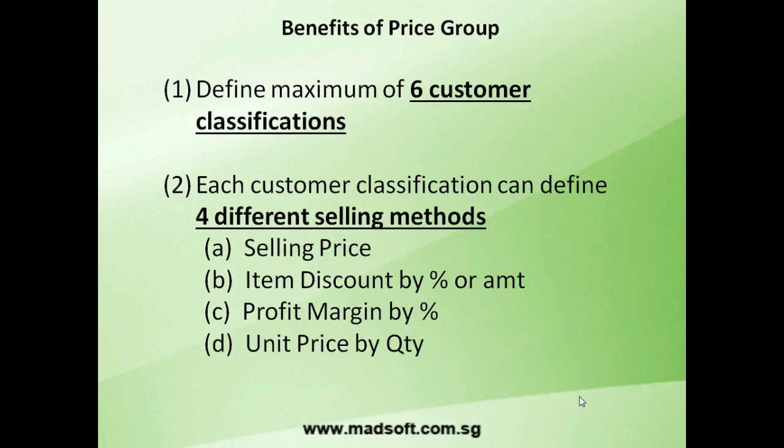The benefits of the price group feature are: number 1, it can define a maximum of 6 customer classifications. Benefit 2, each customer classification can define 4 different selling methods, namely the selling price, the item discount by percentage or amount, profit margin by percentage, or unit price by quantity.